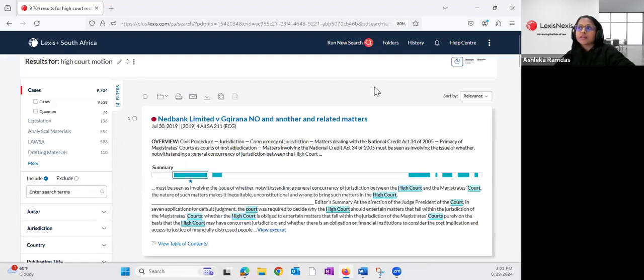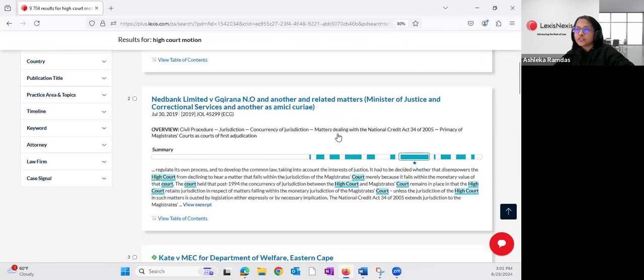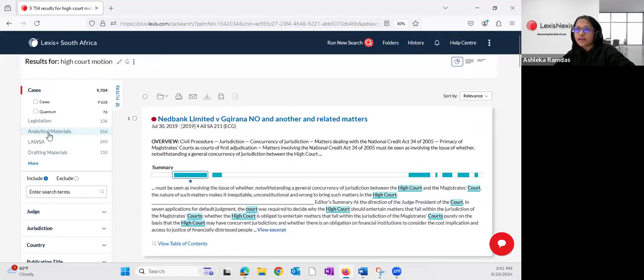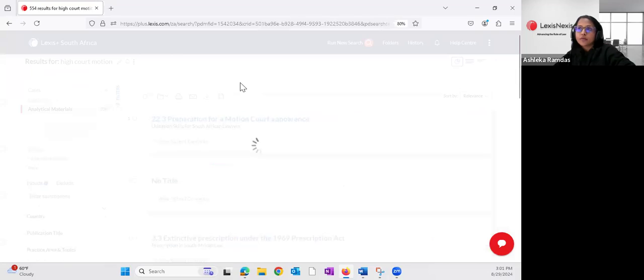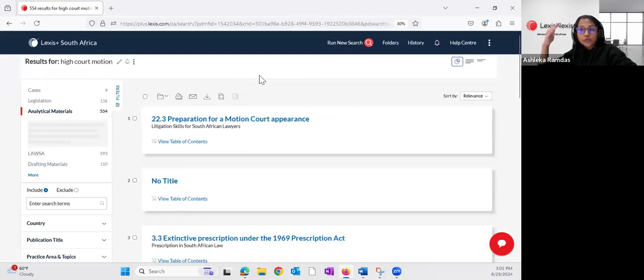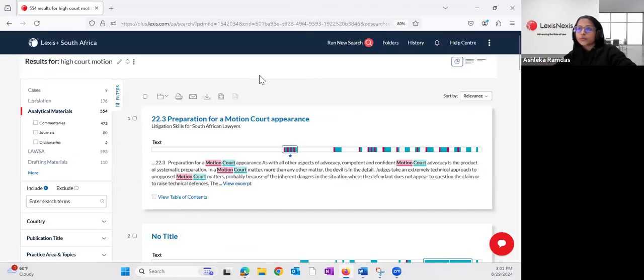So I'm understanding as a practitioner that this will probably guide me more into the angle of analytical material, besides the case law that you're seeing on my screen on the right-hand side. I would want to be guided to a commentary set. So I'd want to refine my research as I go through.